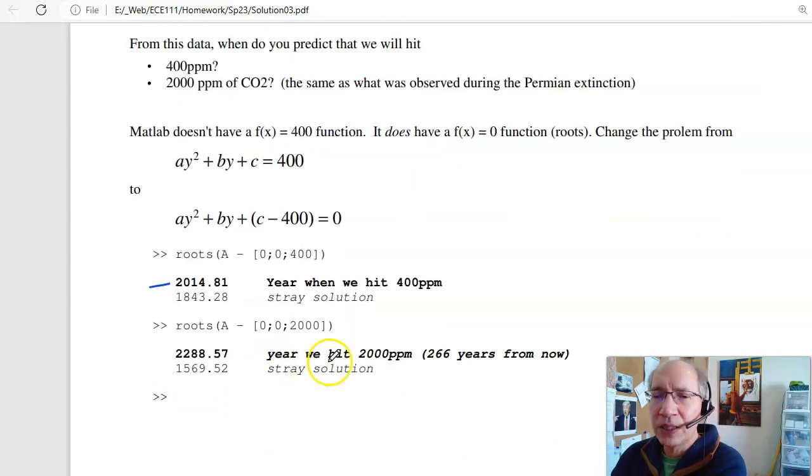The stretch is, when are we going to reach 2,000 parts per million? That's in the year 2288, about 266 years from now, assuming nothing changes.